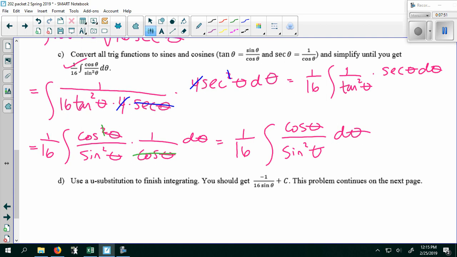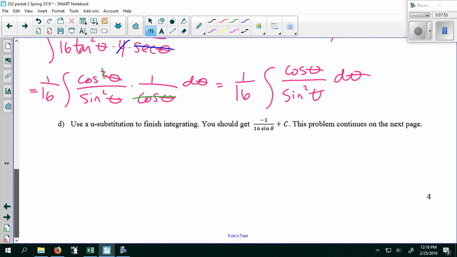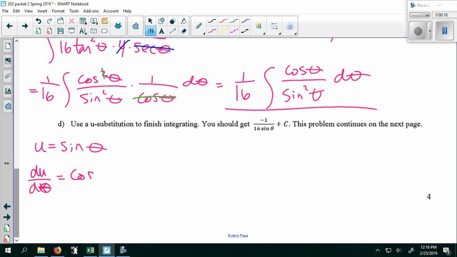And then use a u substitution to finish integrating. So I'm trying to integrate this. I have a sine and a cosine that both show up in the integral. Sine and cosine are derivatives of each other, so those make good options for u substitutions. So I'm going to let u be sine theta, which means du d theta is cosine theta, which means that d theta is du over cosine theta.